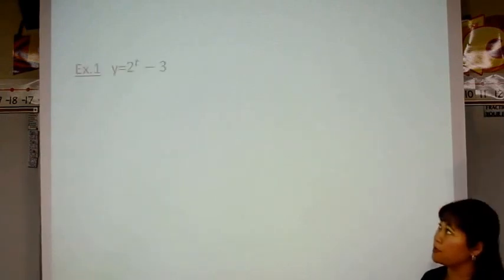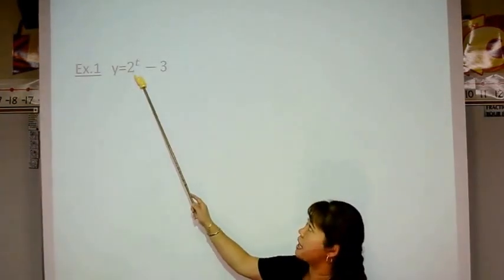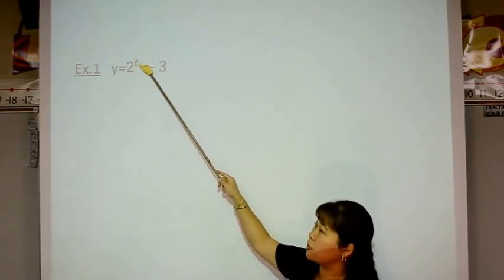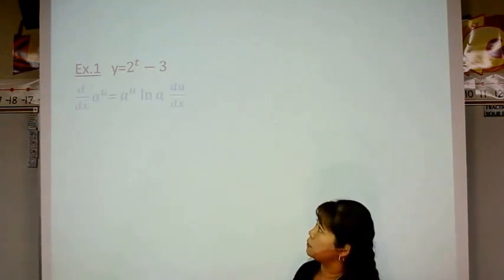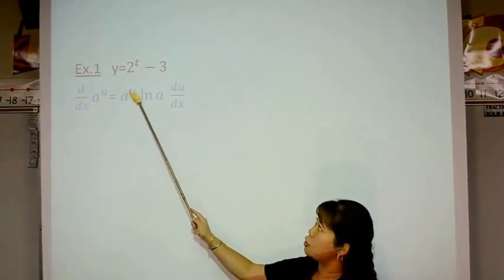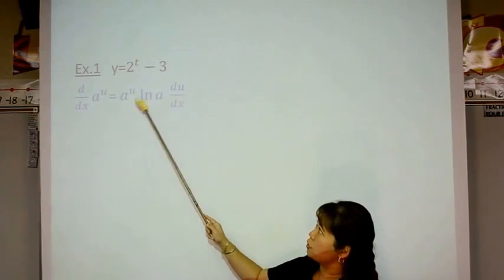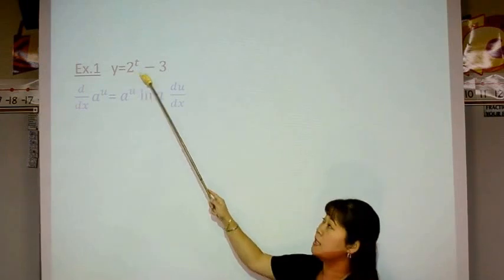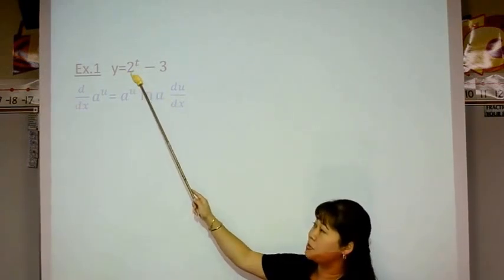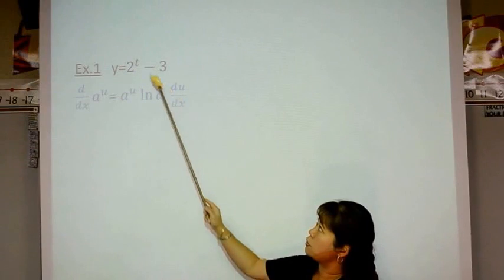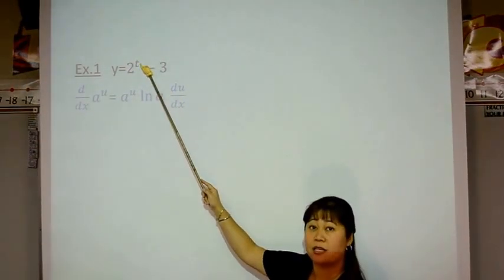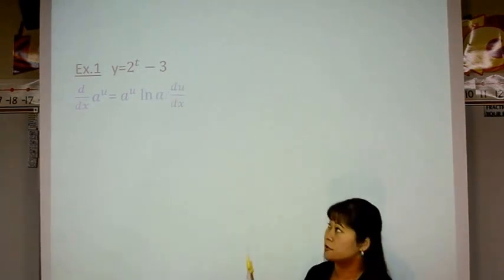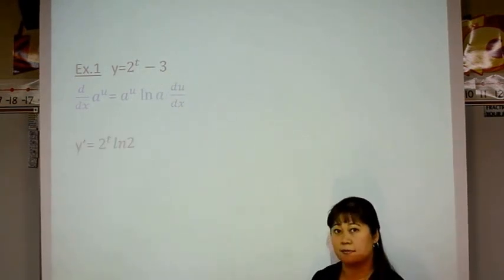Okay, let's try examples. Example number 1, this is what an a^u looks like. That 2 right there is the base number, and then we have an exponent that's a variable. So the derivative of a^u is a^u ln a times the derivative of u. The pattern is basically repeat the number, then ln a, where a is the base number, and then the derivative of the exponent. In this case, the derivative of t is 1, so we just have a 1 right there. The derivative of minus 3 is obviously 0. And that's it. It's real simple.